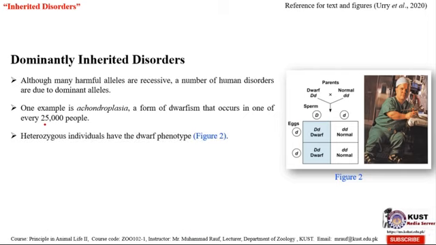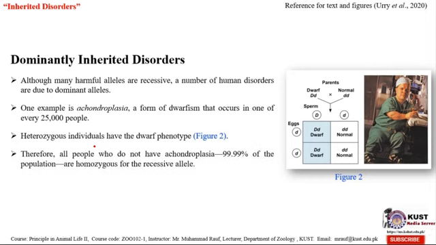Now heterozygous individuals also have this condition because it is caused by a dominant allele, and a dominant allele can also express itself in heterozygous form. Therefore, all people who do not have achondroplasia, it is 99.99% of the population, are homozygous for the recessive allele.